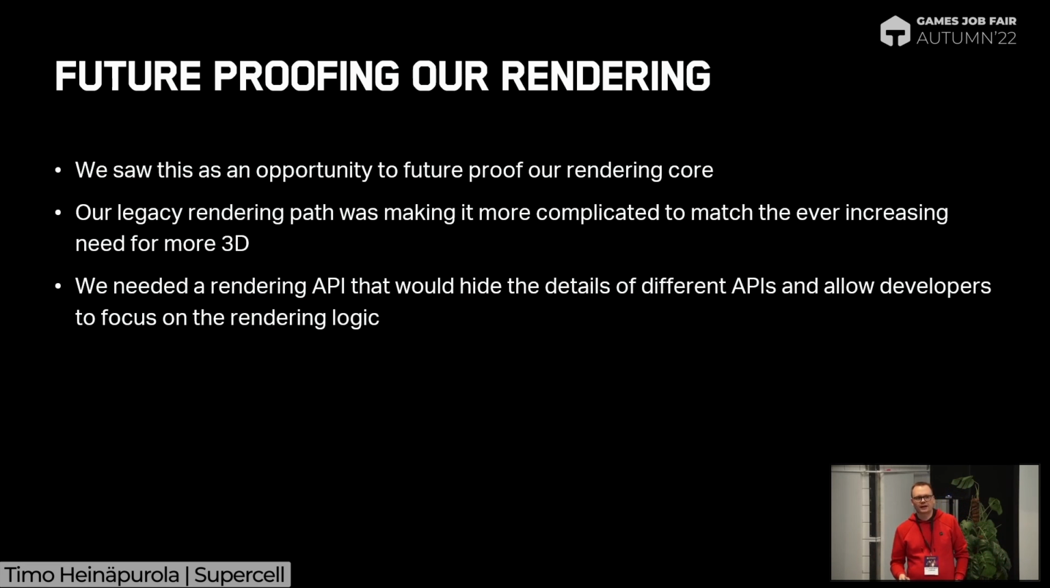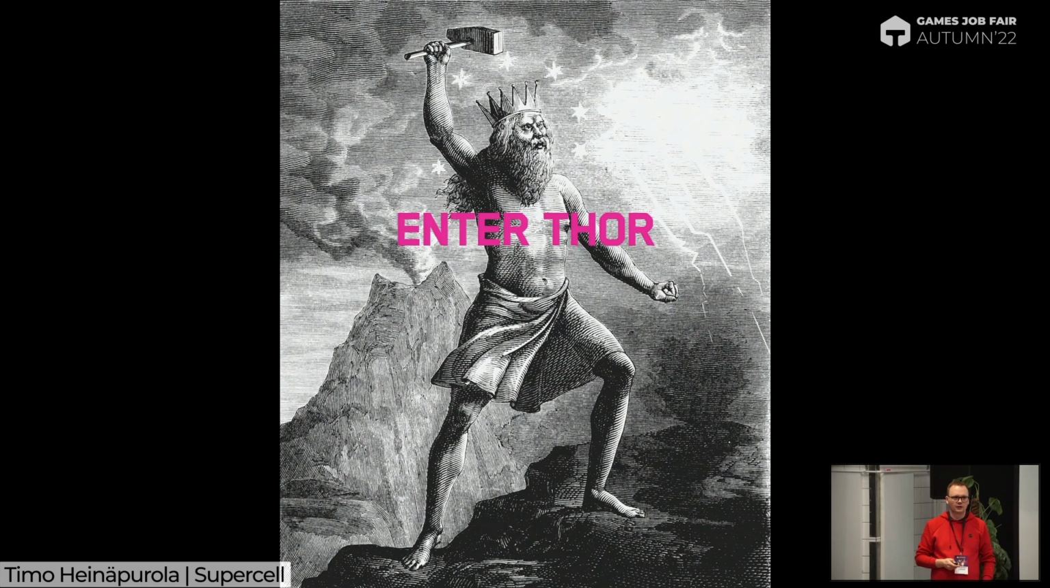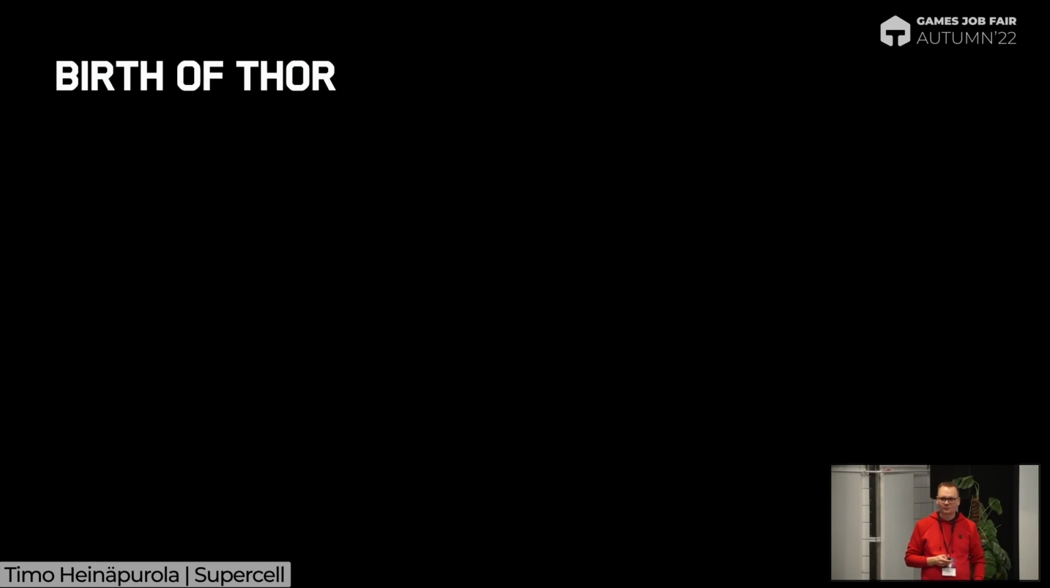So we needed a rendering API that would abstract the details of different platform-specific APIs and allow developers to focus on the actual rendering algorithms instead of the detailed implementations on specific platforms. They shouldn't care too much about individual OpenGL states, whether they're set to which values. They should be able to just say, okay, I need these things for this material, and that's how it should go. Enter THOR. That's short for Titan Hardware-Oriented Render.